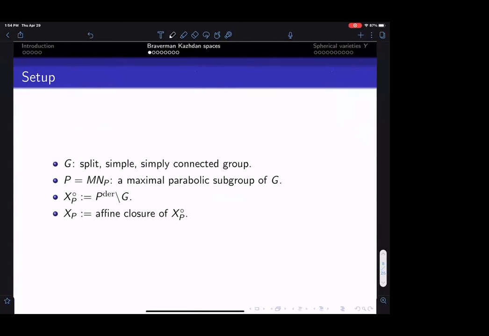So now we are going to talk about a special case, that is a Braverman-Kazhdan space. Now G will be a split simply connected group and P a maximal parabolic subgroup of G. I'll let XP circ be the quotient of G by the derived group of P, and XP be the affine closure of XP circ. So it's actually XP circ union an origin, so it's a point.